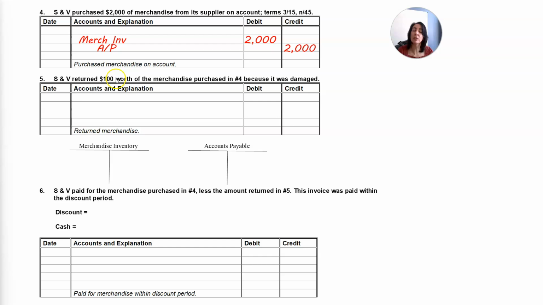SMV then returned $100 worth of merchandise purchased in 4 because it was damaged. So basically, we bought $2,000 worth of stuff. We sent $100 of it back. All right, before we get into that, though, let's keep track. I've got merchandise inventory here and accounts payable. So let's get those 2,000 and 2,000 in there from that first entry. Now let's return the $100 worth of merchandise. So if we return it, we're going to reduce what we owe because we're sending back $100 worth of stuff. And we've got to reduce the inventory because we're sending it back to them. Makes sense. It's a reversal, basically, of the previous one. So let's get that new number in there, 100 and 100.